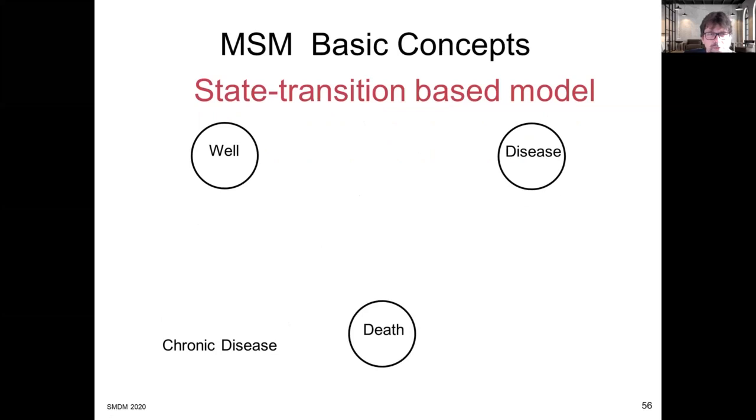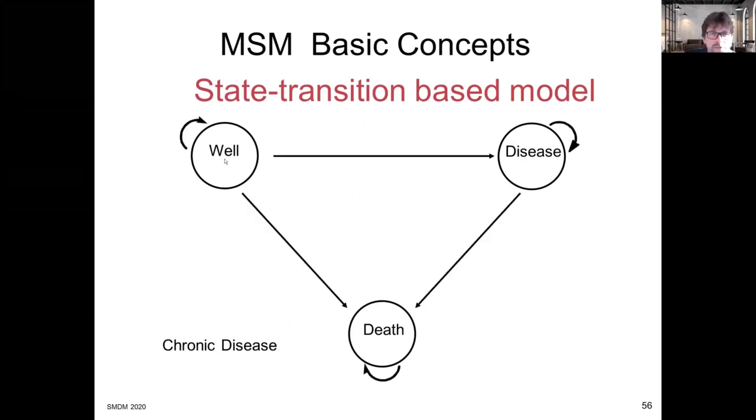We would have well, we would have disease and death. Now everybody's in the well state, having that high cholesterol or that super biomarker, and that would lead to disease, and disease may lead to death. You may also die from other causes. And now we put in the parameters. So let's put transition probabilities. And what you see here, that the probability of getting the disease may depend on the cholesterol level.